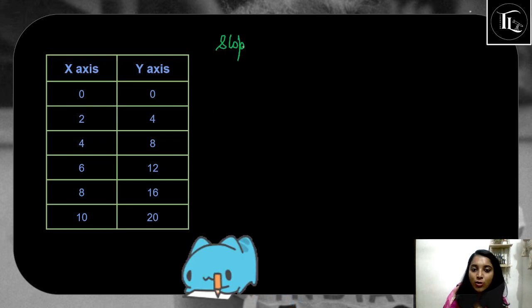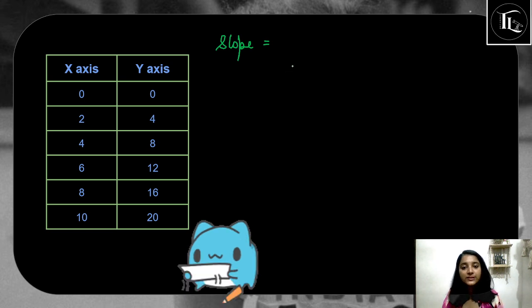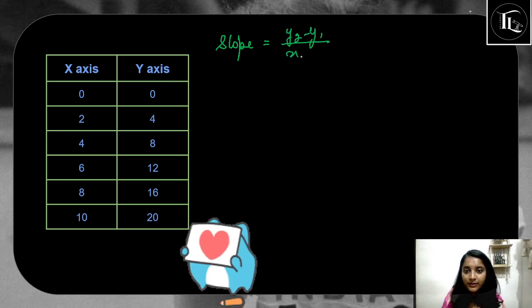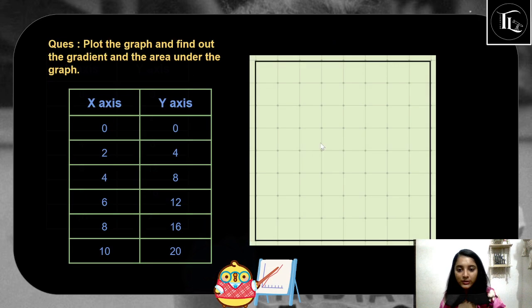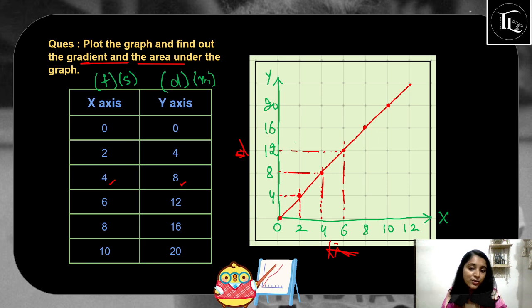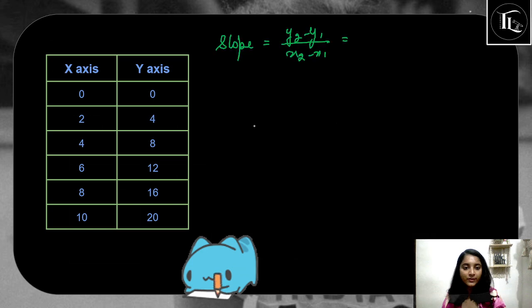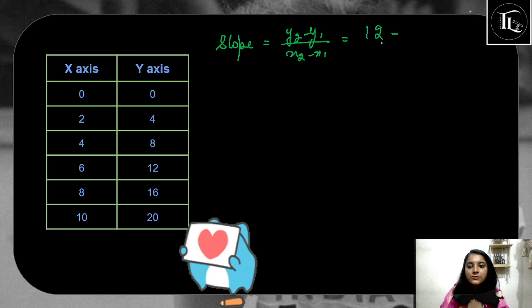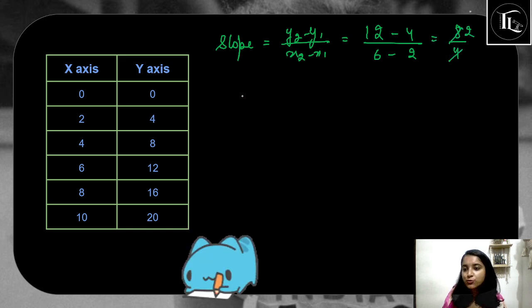So for gradient or slope, we know it is y2 minus y1 divided by x2 minus x1. So on the graph, you can take any 2 points. So let us go back and see. What 2 points do you want to take? Let us take the 12, 6 and 4, 2, right? So it will be 8 divided by 4 and it comes out to be 2. So slope or gradient is 2.